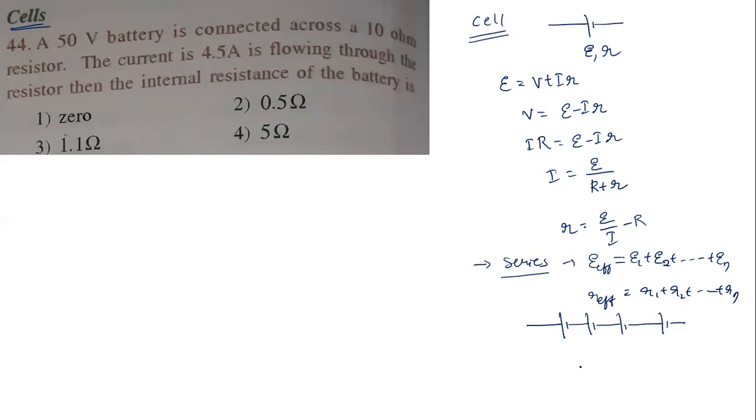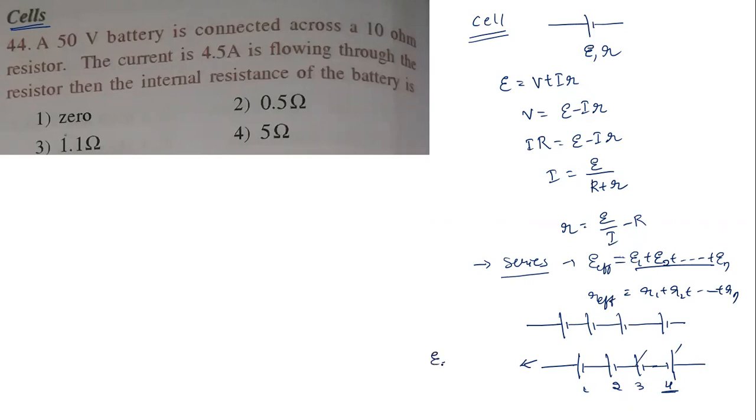What if one cell is connected the wrong way? Like I'm going to connect in this way. Look here, first, second, third, fourth. The fourth cell is connected in the wrong way. In this case, effective EMF becomes a little different, not like adding all of them. It is going to cancel the effect of the third and fourth.